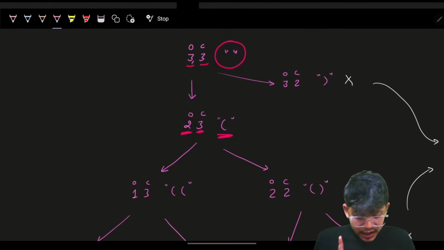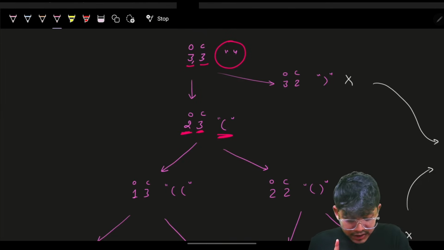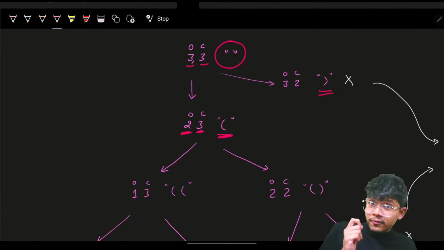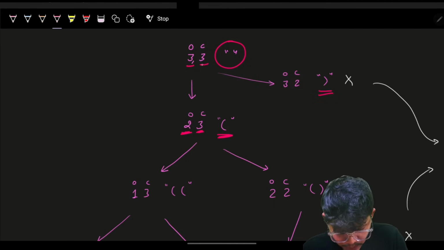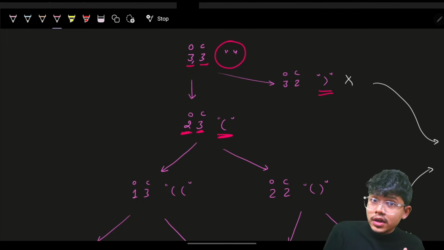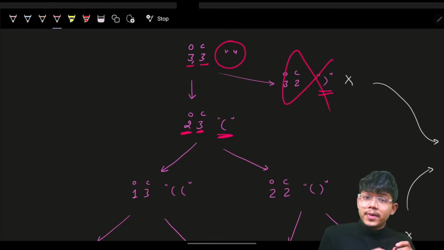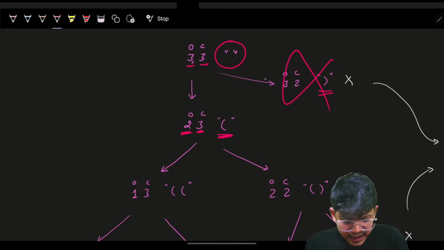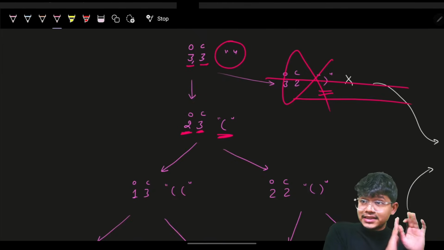Now you remember, I will not go here because I will not place a closing bracket. Why? Because I know my opening brackets and closing brackets remaining are the same, so I should be having more remaining closing brackets to place a closing bracket. So I will not place this closing bracket even at the first place. With this, my entire tree actually went away.